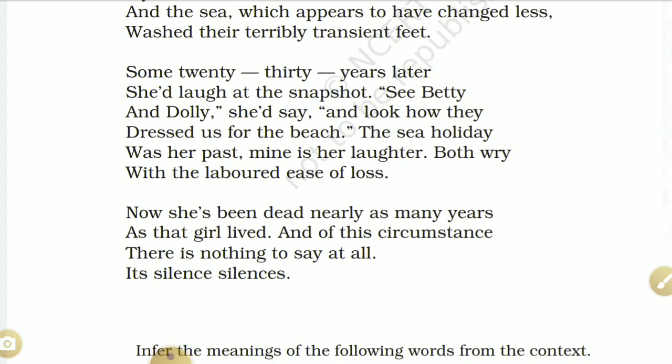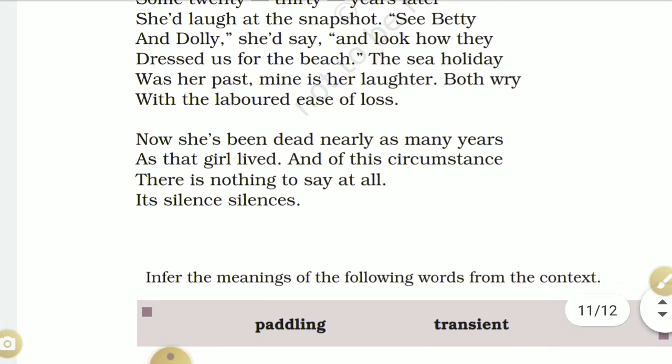So now, see, here is a figure of speech. Labored ease. So here, two opposite ideas are juxtaposed. So this figure of speech is called oxymoron. When two opposite ideas are juxtaposed, that kind of figure of speech is called oxymoron. Here, labor and ease both are opposite ideas.